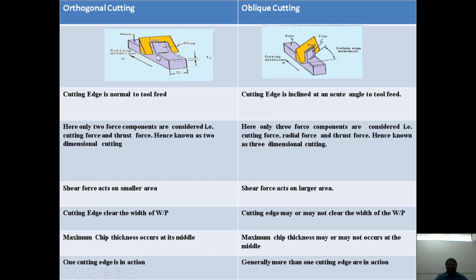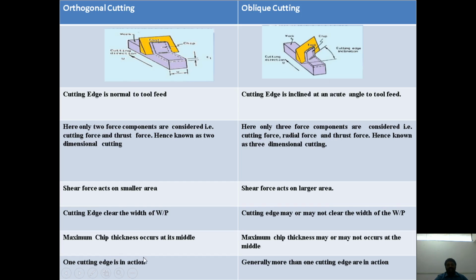Now the shear force acts on a smaller area. Shear force relates to chip formation. What happens? There will be a shear plane. So the shear force acts on a smaller area in orthogonal cutting, while in oblique cutting the shear force takes place on a larger area. The cutting edge clears the width of the workpiece in orthogonal cutting, while in oblique cutting the cutting edge may or may not clear the width of the workpiece.